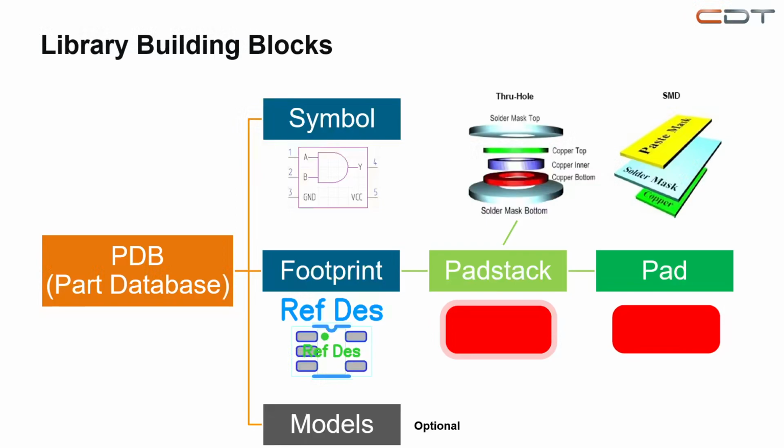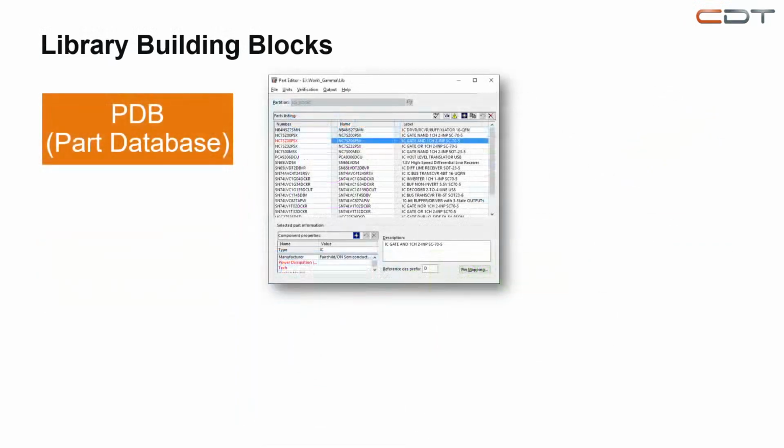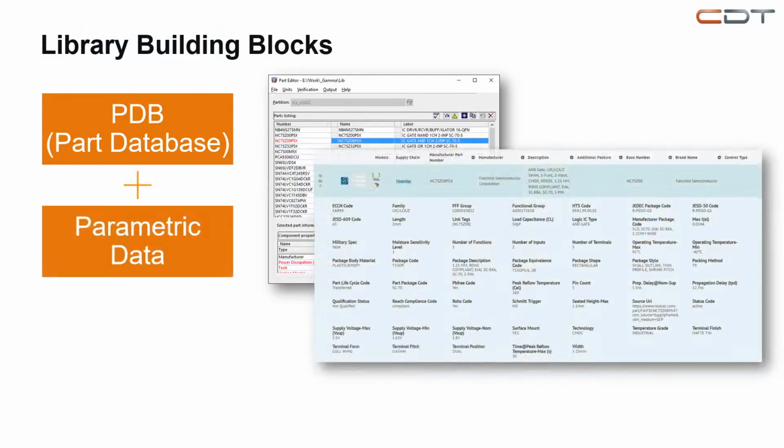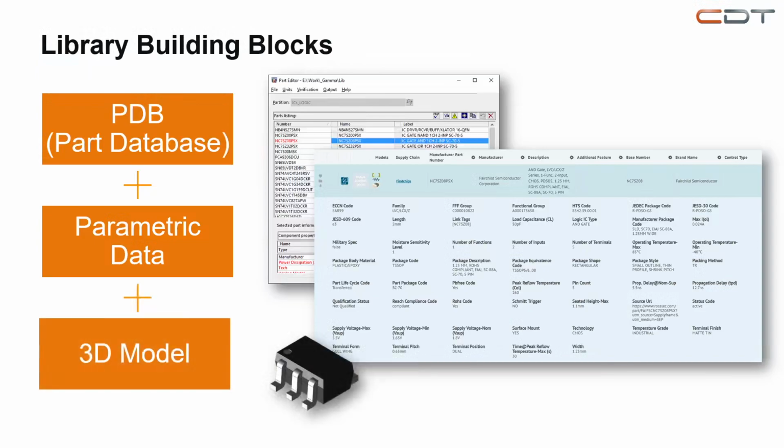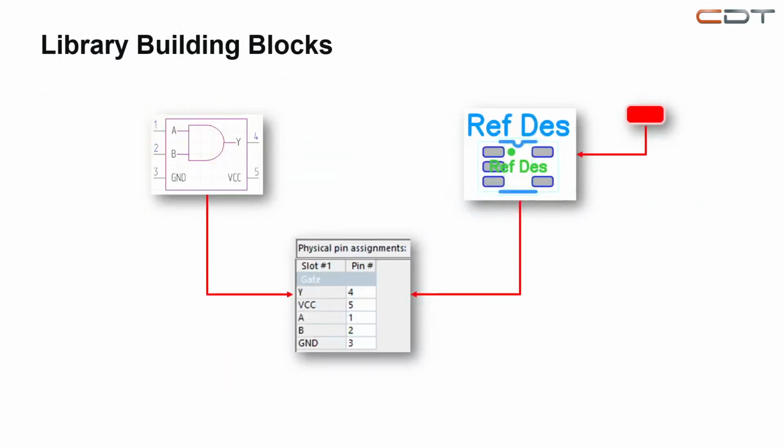All of these combined together become a PDB file, the part database, and parametric data that we can attach to it using standard tools. A 3D model is the full digital twin of a component. In the pin assignment menu, we combine logical pins and their physical representation, pads.